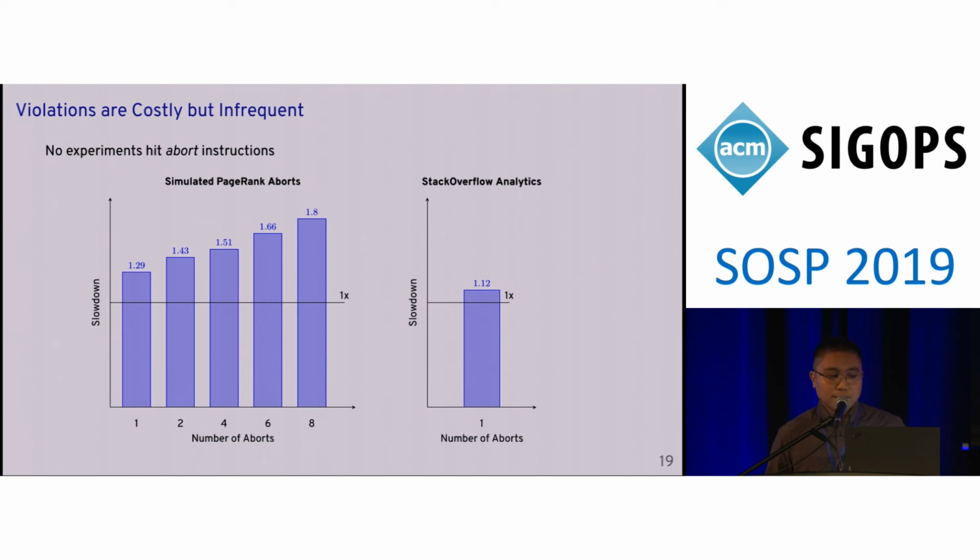So what about violations? As I mentioned, violations should be very expensive, but in practice, over our real applications that we found, the abort instructions were never hit. So to still quantify how expensive aborts are, we simulated aborts in PageRank. And you can see that as the number of aborts grows, this becomes very expensive, and we slow down applications. We also found one application that did some Stack Overflow analytics that had a violation, and we see a slowdown there as well.